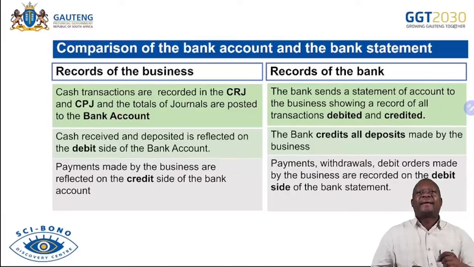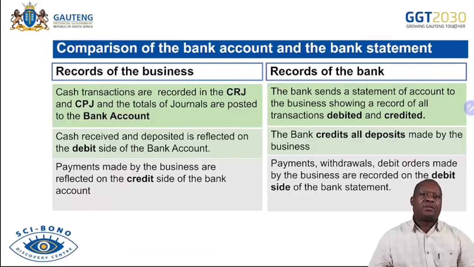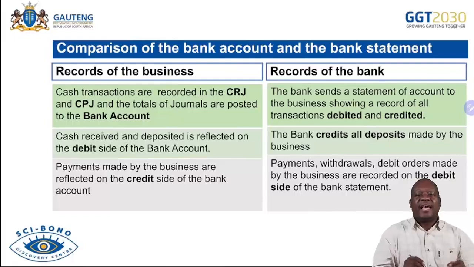Good. Now, let's see what happens when we are at the bank. The bank credits all the deposits made by the business. Check what's happening here. We are debiting in our bank account. The bank is crediting on the bank statement. Usually, accounting people say the bank statement is a mirror image of the bank account. What does that mean? Check something that happens when you get to the mirror. I think a mirror sometimes lies.